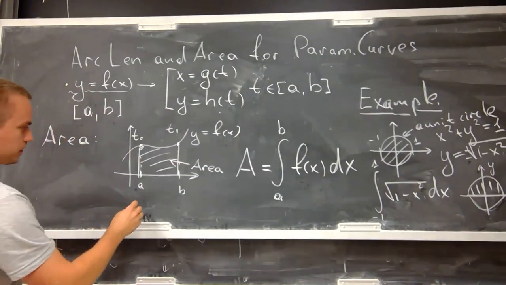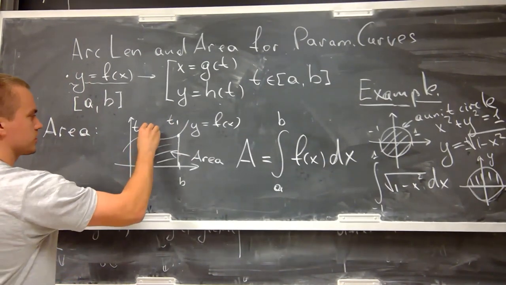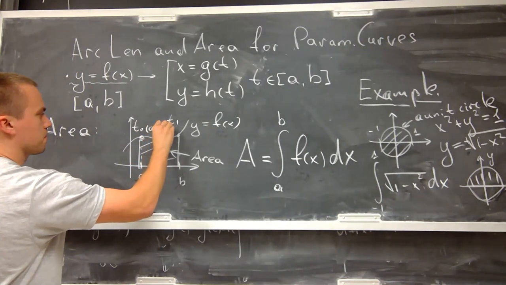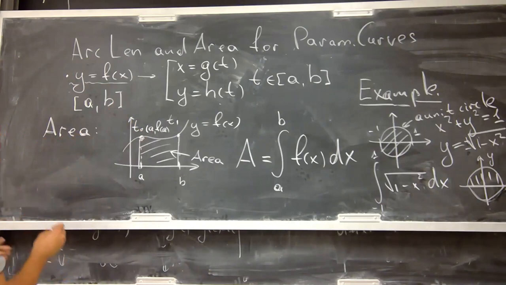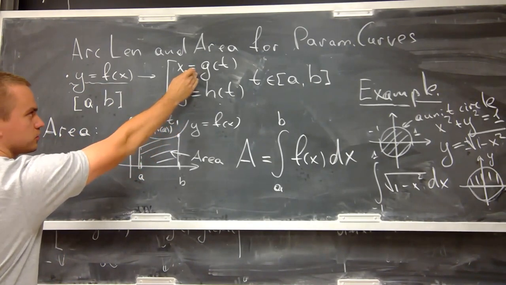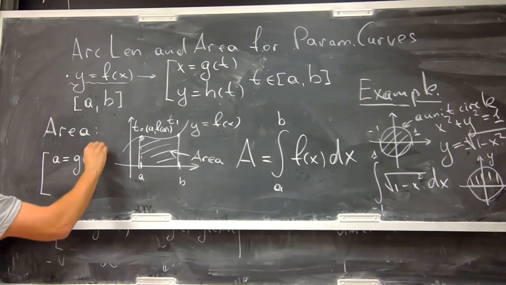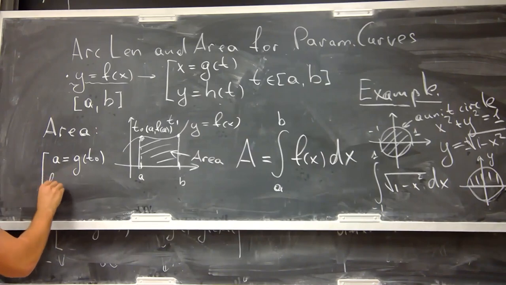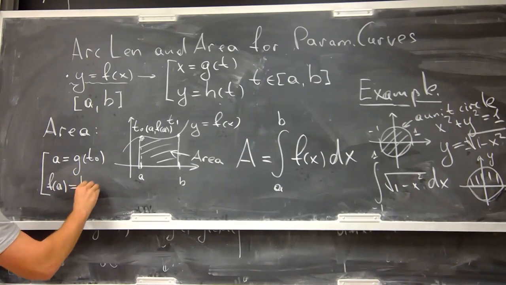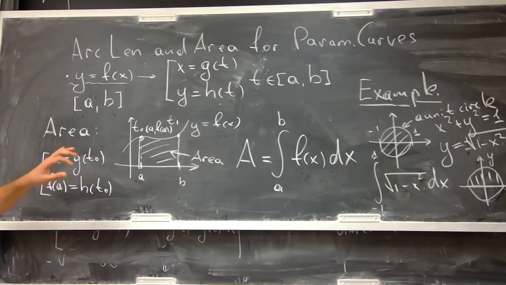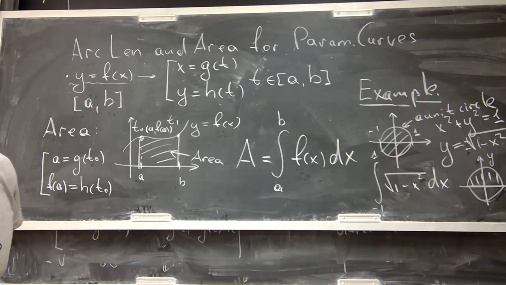What does it mean? It means this point is described by coordinates a, f of a, because if I plug in my a, then I will get my output f of a. But in terms of parametric coordinates, it means that my a will equal g of t naught, and my f of a is going to be equal to h of t naught. So every time you're given a Cartesian function and some point, one way to find your t is to solve the system of equations. So this is how we can find your t.